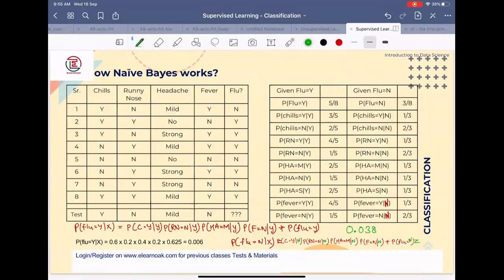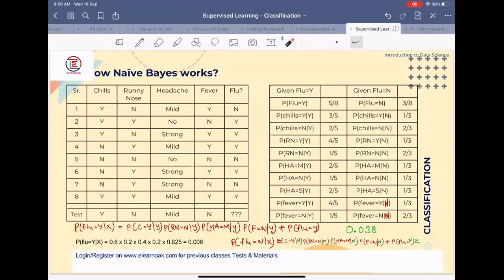So once we have these two numbers, what is the probability that this test data gives us flu or not flu? Probability of having flu is 0.006. Probability of not having flu is 0.038. So I would say no for this answer. Does that make sense?